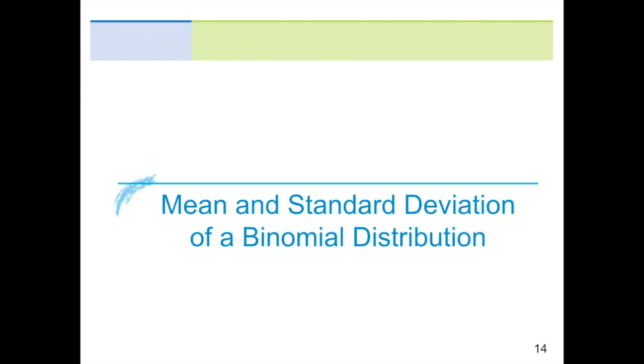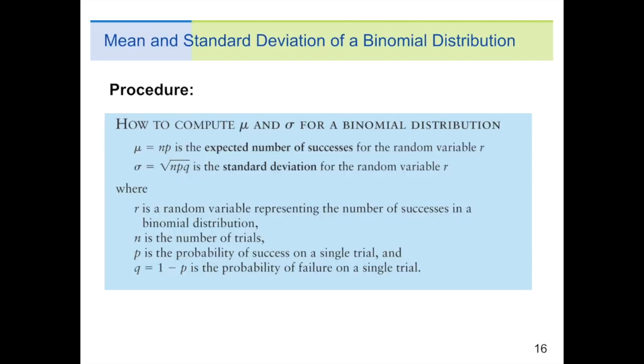Mean and standard deviation of a binomial distribution. How to compute mu and sigma for a binomial distribution. Mu is np, the expected number of successes for the random variable R. Sigma is the square root of npq, the standard deviation for the random variable R. Remember that R is the random variable representing the number of successes in a binomial distribution. n is the number of trials. p is the probability of success on a single trial.